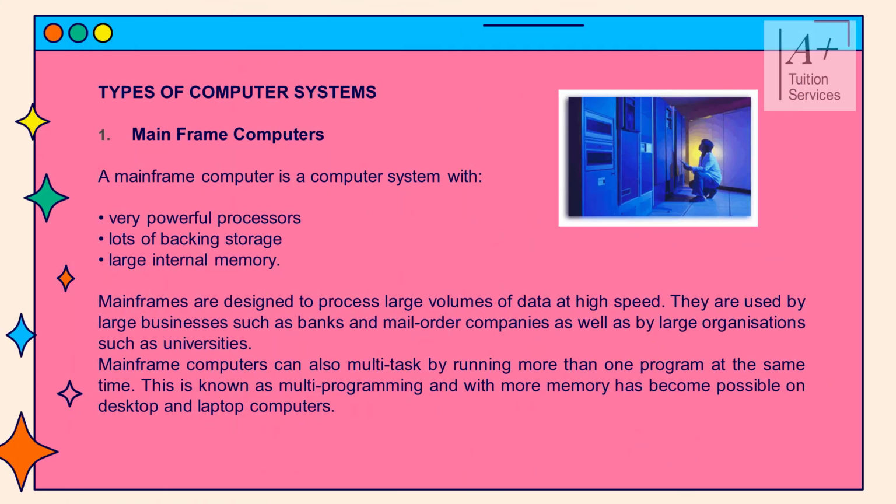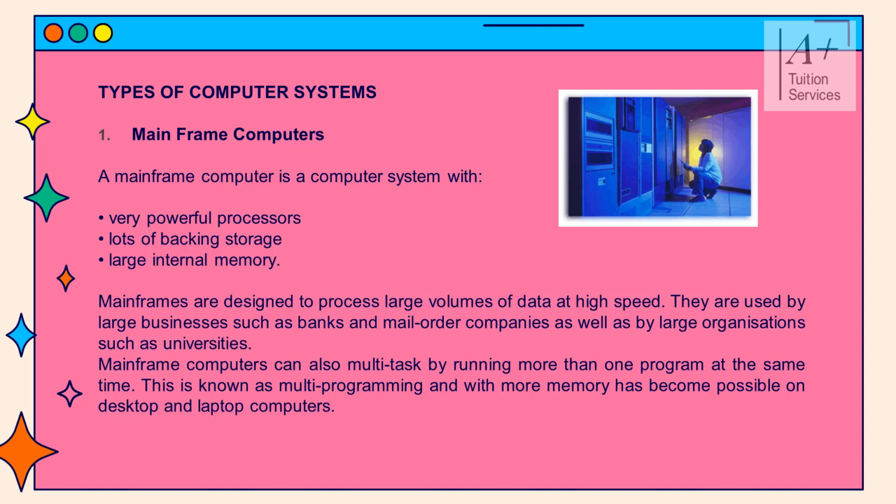Now we move on to the types of computer systems, and there are many types of computer systems, and you will be familiar with some of them as we go along. The first type of computer system we'll be looking at is mainframe computers. A mainframe computer is a computer system with very powerful processors, lots of back-end storage, and large internal memory. Mainframes are designed to process large volumes of data at high speed.